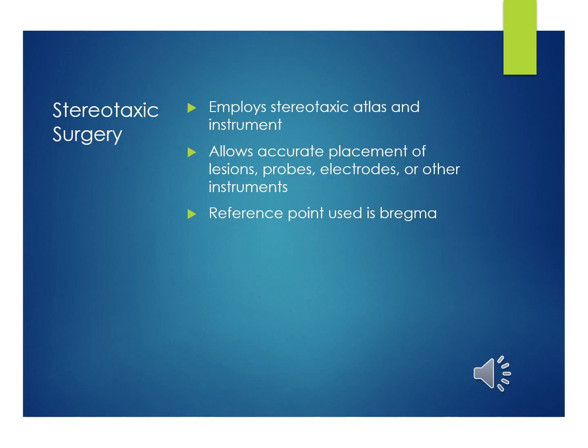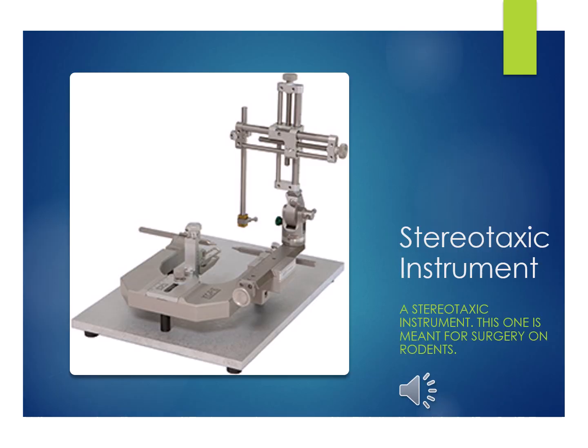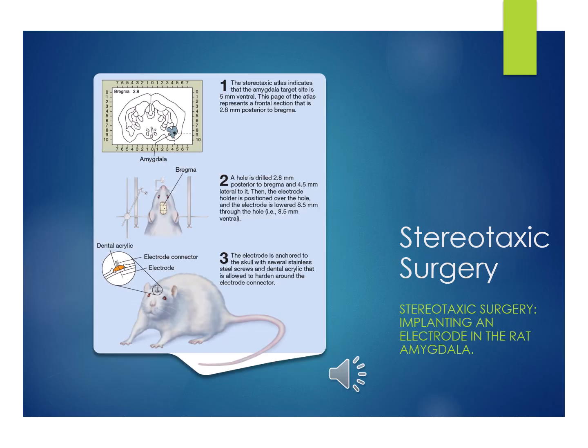The first step in many invasive biopsychology experiments is the stereotaxic surgery. It allows accurate placement of lesions, probes, electrodes, and other devices into the brain. And the reference point is often the bregma. This is the point where 2 main plates of the rat skull come together. This is just a photo of the stereotaxic instrument that could be used. It's meant for surgery on rodents.